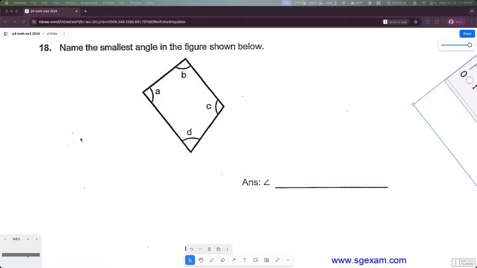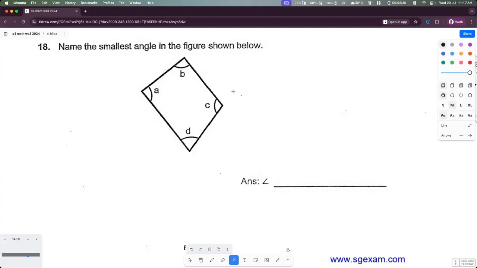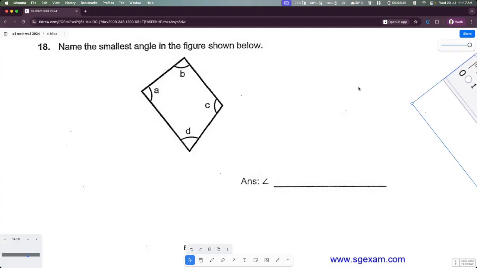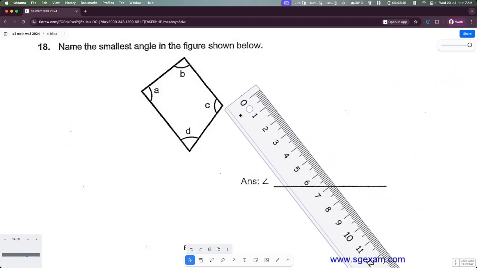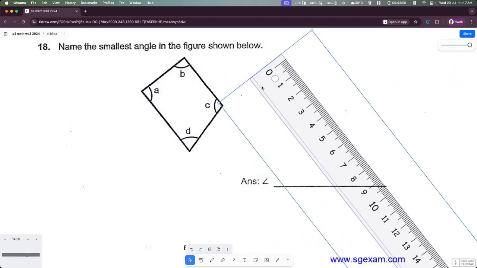Okay, next one. All right, question 18. Name the smallest angle in the figure shown below. So we have a couple of angles over here. We want to know which one is the smallest angle. So I would say the quickest and accurate way is to actually use a protractor. Not quickest, but an accurate way. But another way, which I recommend, is to use a ruler, right? So a ruler has the corners as 90 degrees.